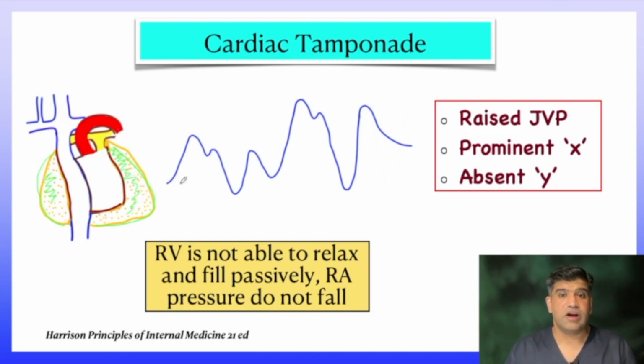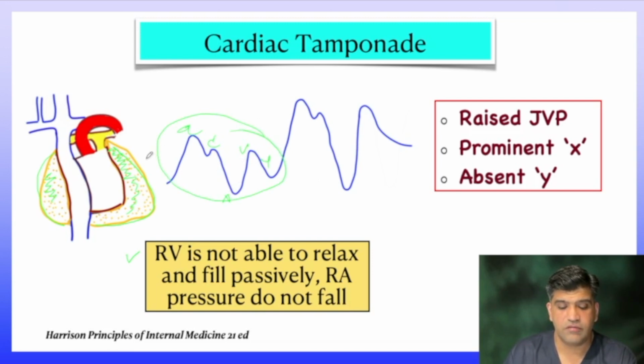So what happens in the cardiac tamponade? The basic pathology is the right ventricle is not able to relax and fill passively. That means the right ventricle is not able to fill passively by itself. The right atrial pressure does not fall. Let's correlate it with the JVP waveform. A normal, C, X, V and Y. This part is a normal waveform.